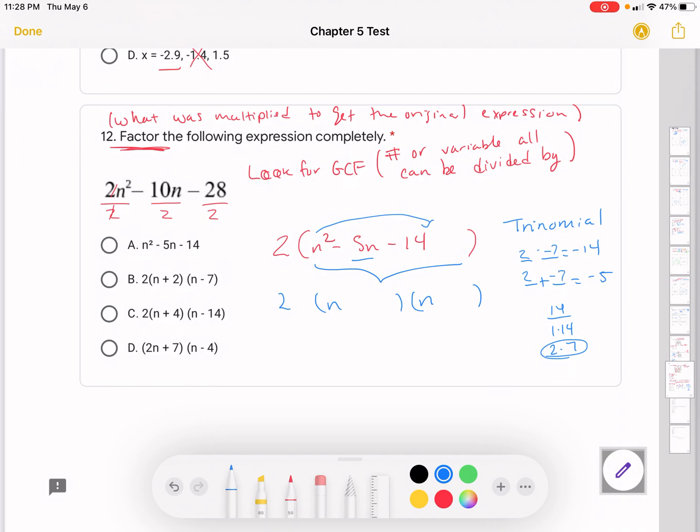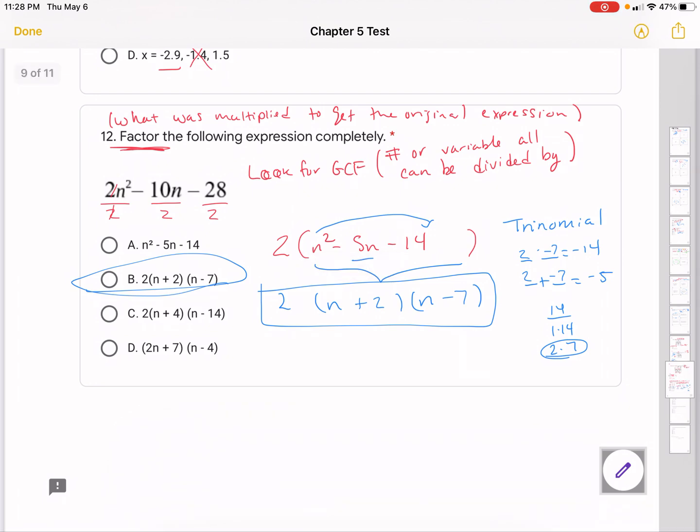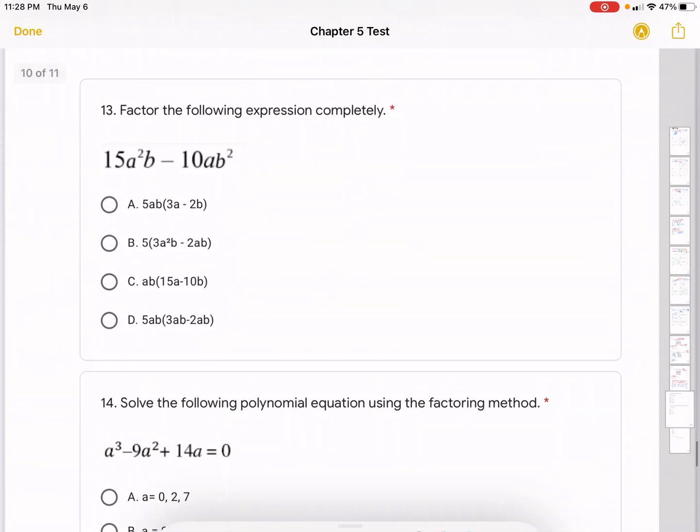So here in my factors, I'll put a positive 2 and a negative 7. And those are my factors for this problem. If you were to multiply 2 times n plus 2 times n minus 7, you would get back what you started with. In this next problem, we're going to factor.